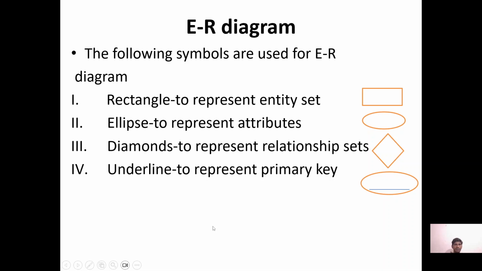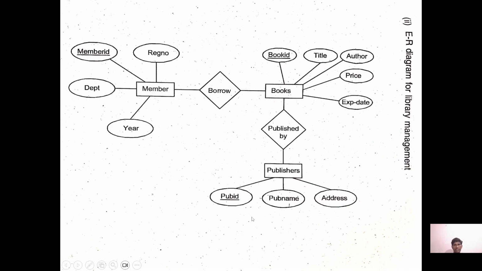So in an ER diagram, a rectangle represents the entity, an ellipse represents the attributes, and a diamond represents the relationship. An underline represents the primary key. So this is an example for library management. Here the entities are member, book, and publisher. The relationship between book and publisher is "published by", and between member and books it is "borrowed". So these are all the attributes.